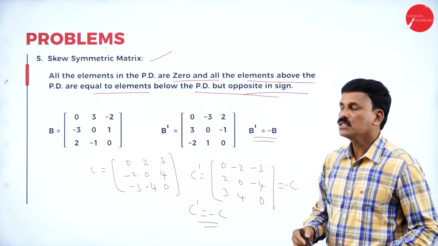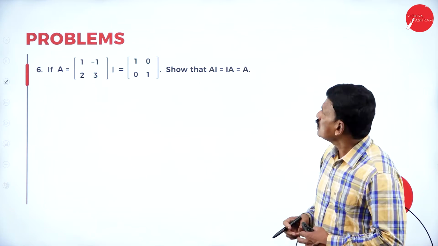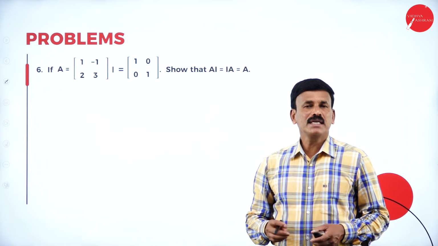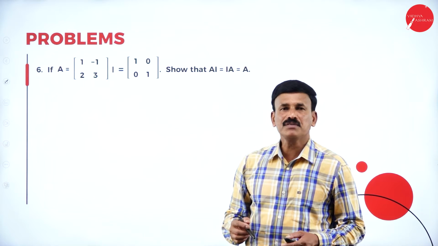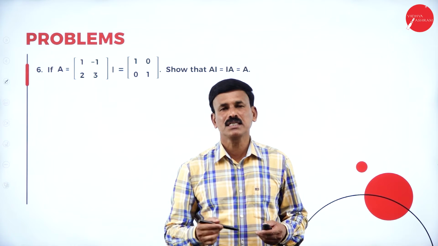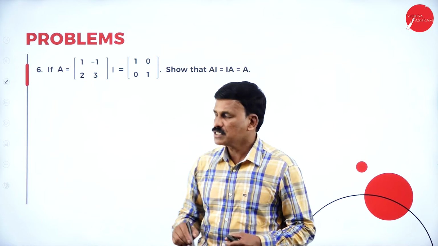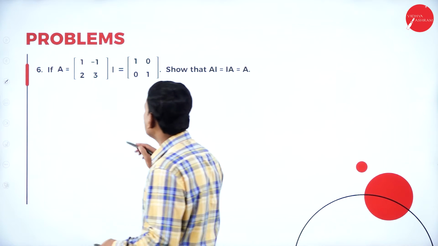Hope you followed. Now, let us take a few problems based on this. Suppose you multiply any matrix with an identity matrix, or an identity matrix with any matrix, you will get the same matrix. That is, a matrix A into I or I into A is equal to the same matrix. This is a very important property. Now let us come to an example.